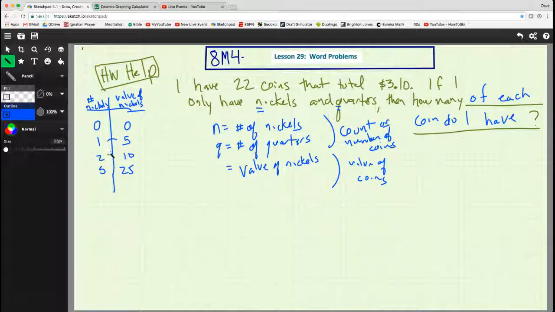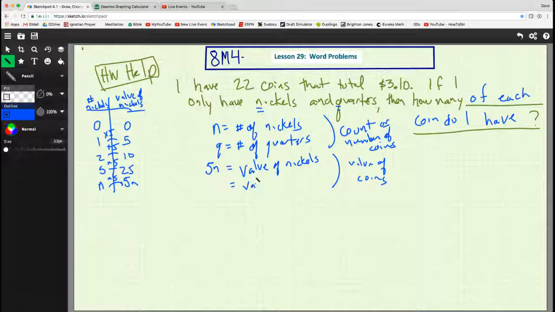We can figure this out. So this is times 5, times 5, times 5. And so if I have n nickels, how do I get from here to there? Well, it's times 5. So I have 5n as the value of nickels.